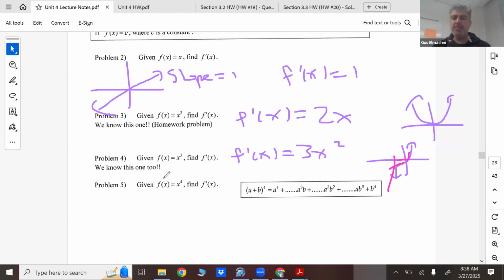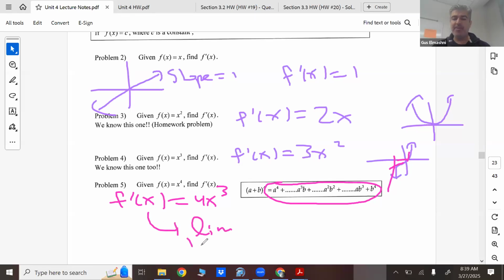For problem 5, if you see the pattern, I think we gather that this will be what? 4x cubed. If you were to work it out, you have to expand it like crazy. I'm not going to do it because I don't feel like it. I don't think you guys want to do it either. Unless you really want to. No? Okay. So I think the room doesn't want to do it. Okay, that's good.